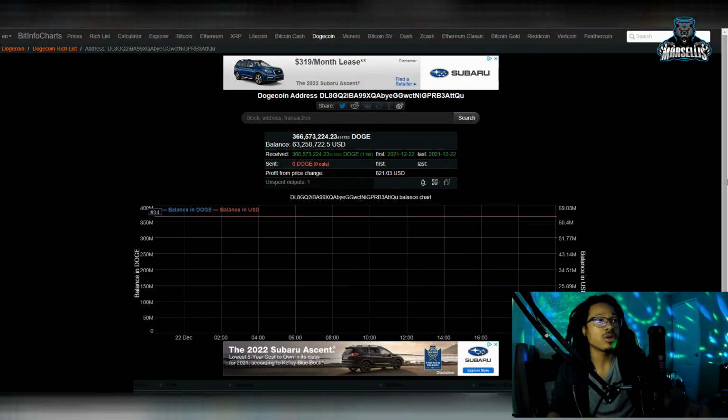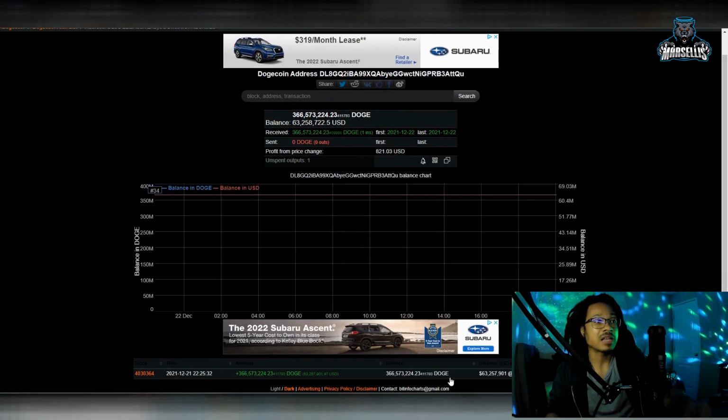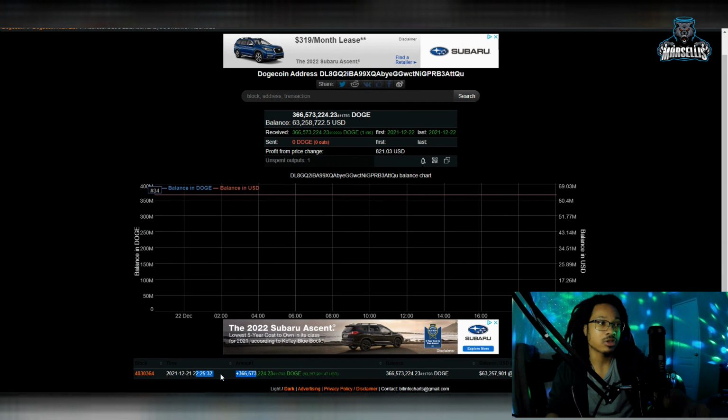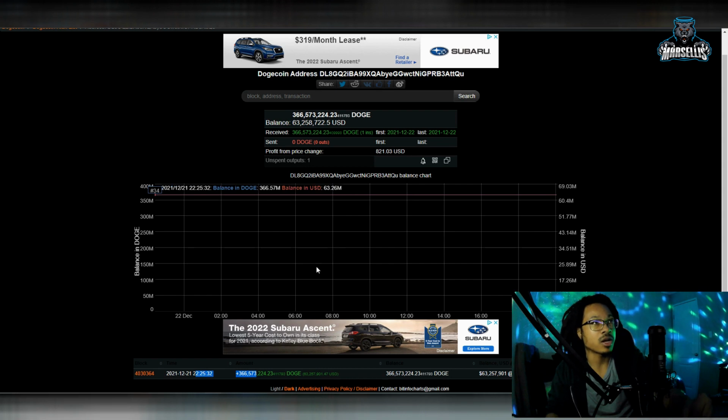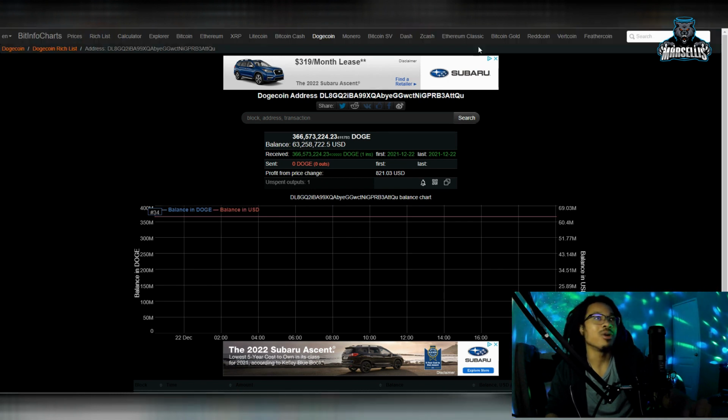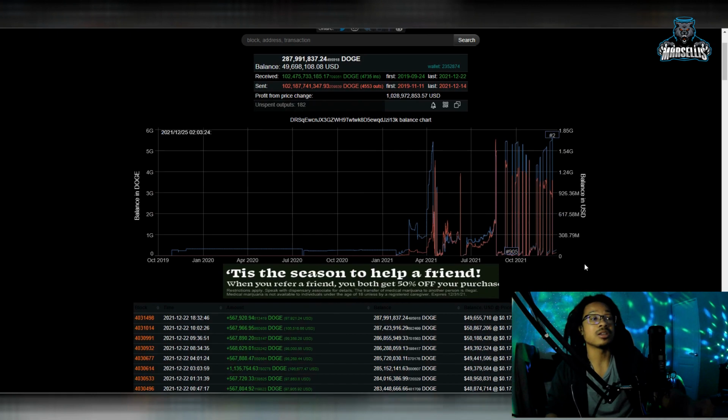As you can see, this whale here came in with $63.2 million earlier today. And when I say earlier today, I literally mean like an hour or so ago. And then you can see now they're at 63.2 still, but they now just gained $1,000. So they went from $63,257,901 to $63,258,722. So they made $1,000 in like a few minutes. But that's a lot of money inside of a few minutes. Like, come on, that's a good amount of money.